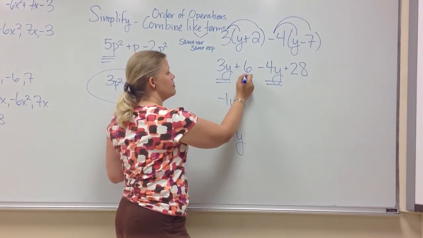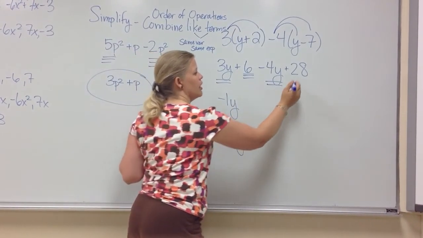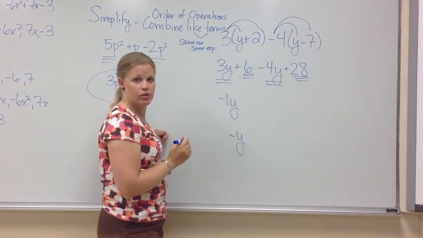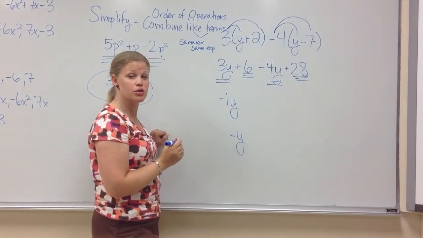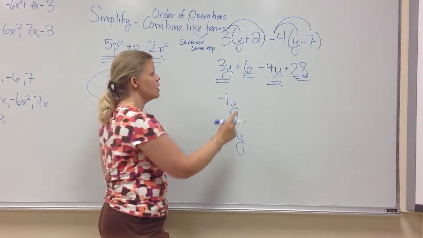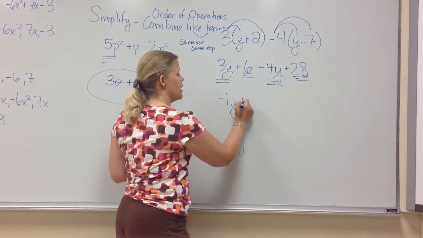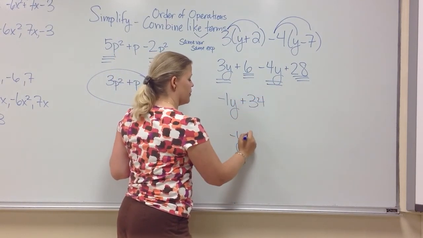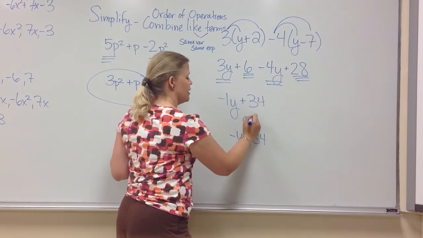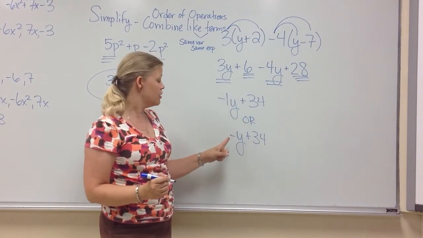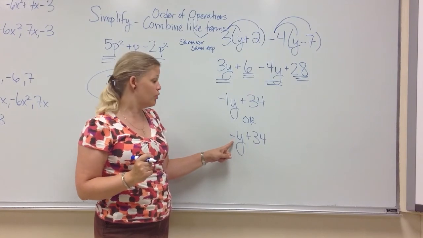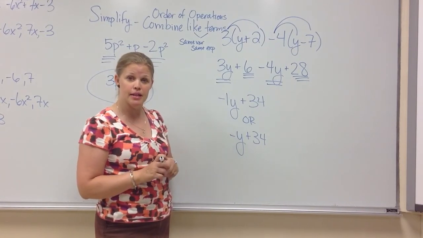Anything else? Oh, wait a minute. This is just a plain old number, and this is just a plain old number, so we can combine those. Those are considered like terms. What is 6 plus 28? It's 34. So whether you write it the top way, showing me the 1, or it's just kind of an understood one, either way I'd accept these answers.